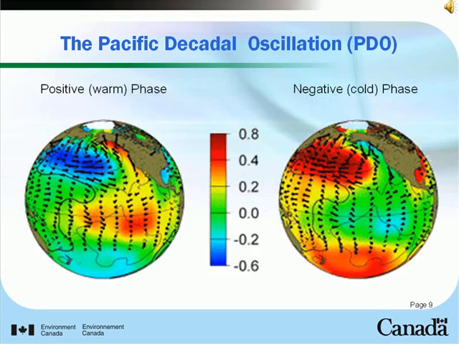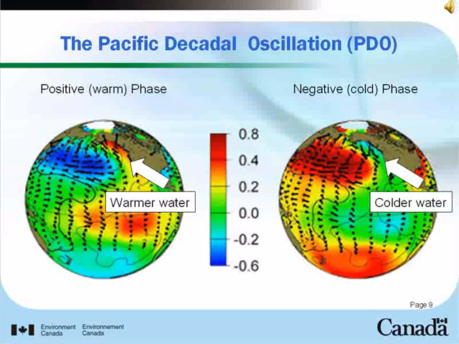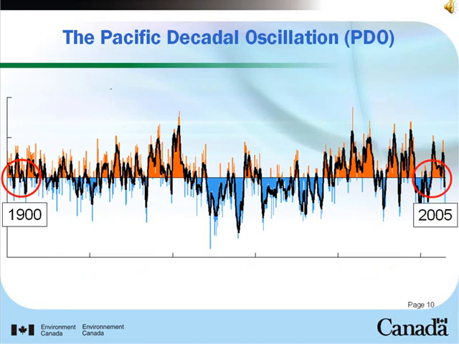During the warm phase, the Pacific Ocean off the coast of BC becomes warmer than normal. During the cold phase, the Pacific becomes cooler than normal. The PDO is measured by an index. The index is positive or red during the warm phase and negative or blue during the cold phase. This graph charts the PDO from about 1900 to 2005.